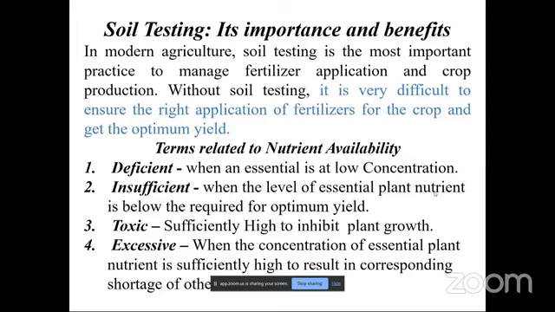Insufficient means an essential element is below the level required for optimum yield; the amount of nutrients present in the soil is not enough to lead to the optimum yield. Toxic means a nutrient is present in a higher amount than it should be, so it inhibits plant growth. Excessive means an excess of one nutrient may make other nutrients insufficient, leading to a shortage of other elements. So these are the basic terms in soil fertility: deficient, insufficient, toxic, and excessive.